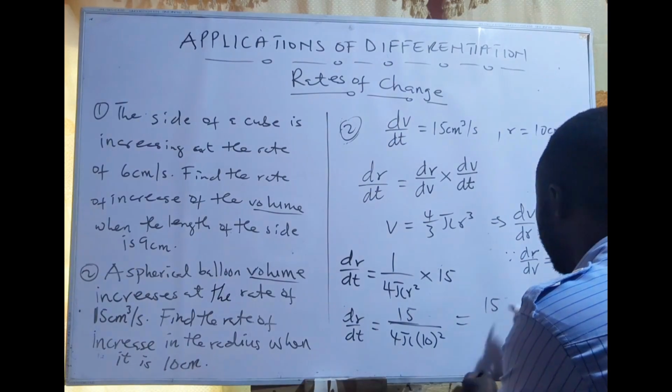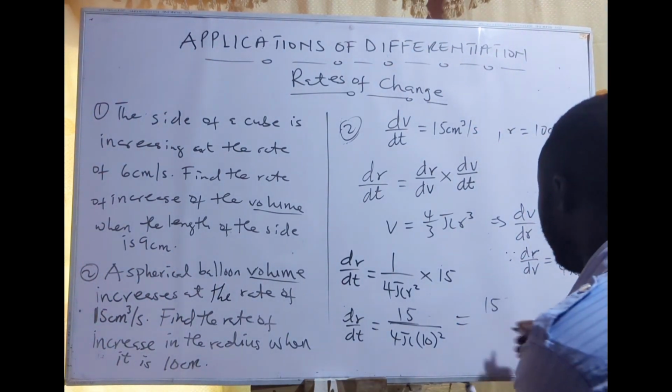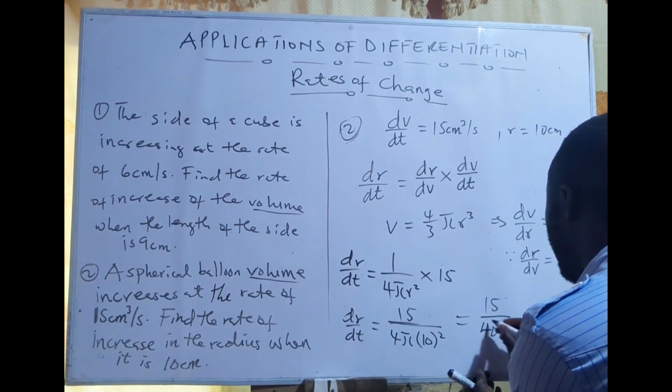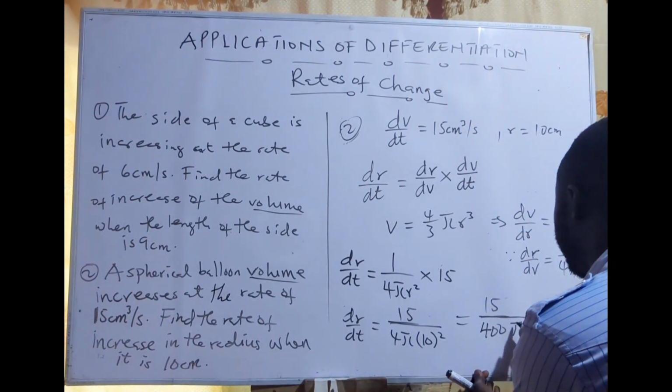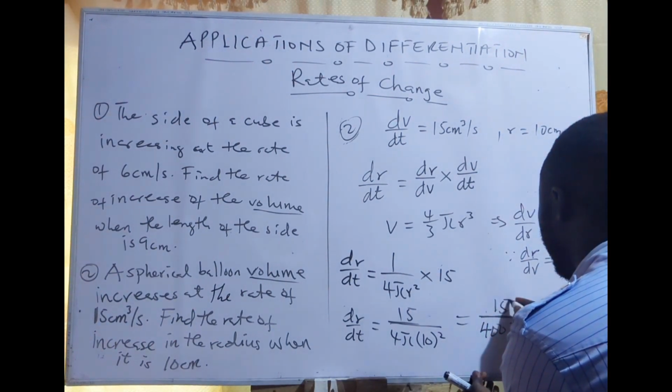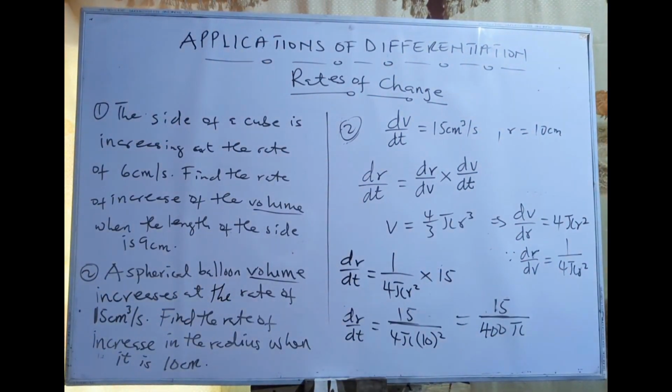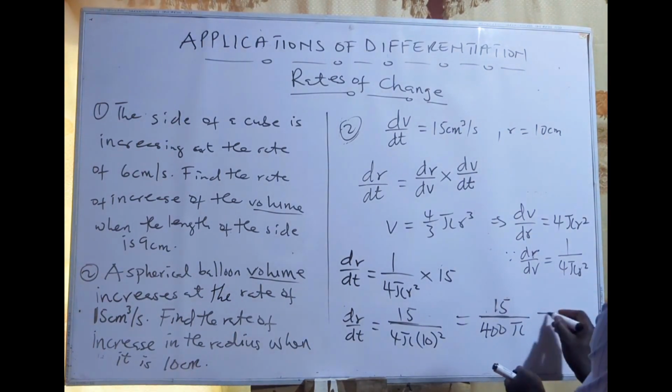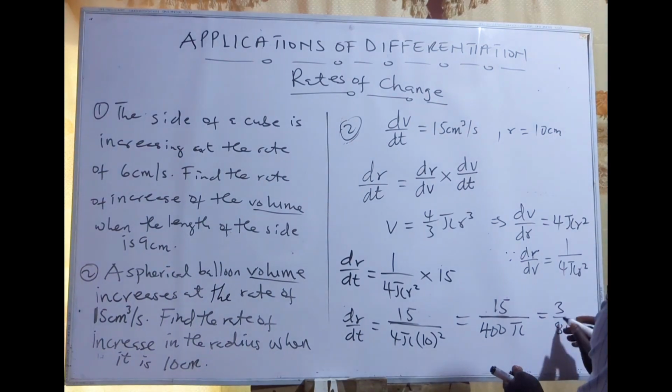So I can have 15 on 400 pi. What is 15 on 400? 15 on 400 can be 3 on 80. So it can be 3 on 80 pi.